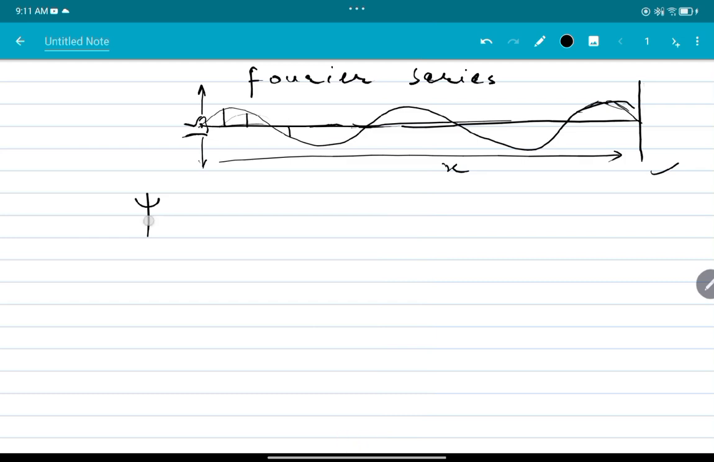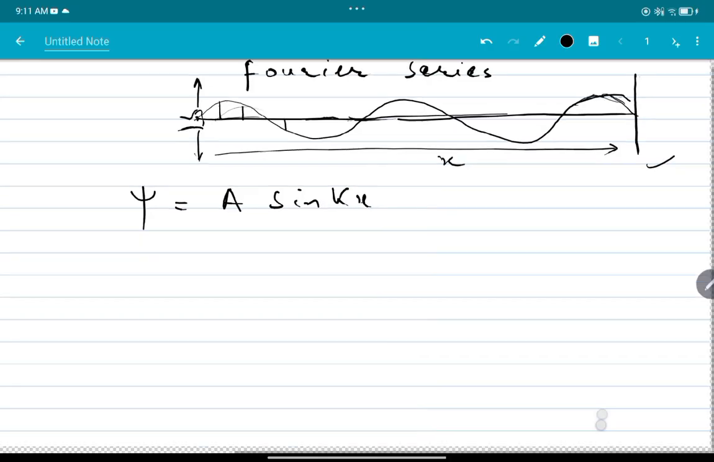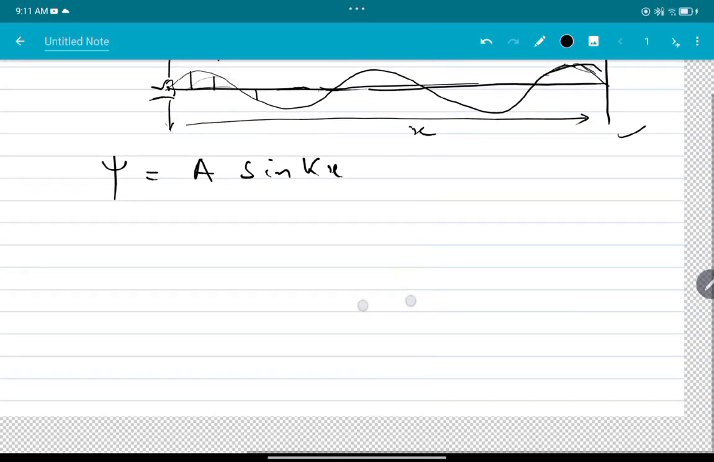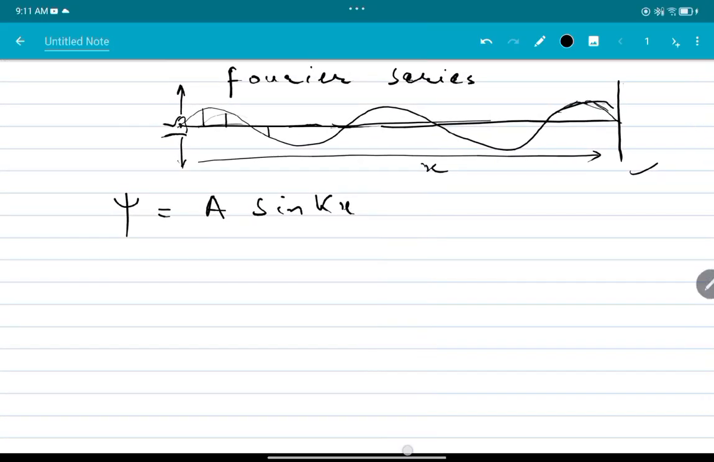Now, this string displacement psi can be written as sine kx at a particular time. I will explain what I mean by a particular time. At a particular time, I can describe this vertical displacement by sine kx.